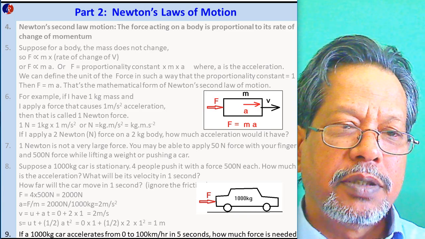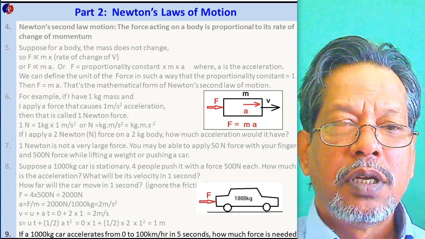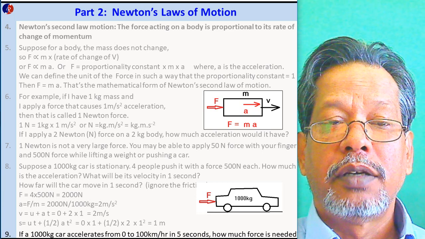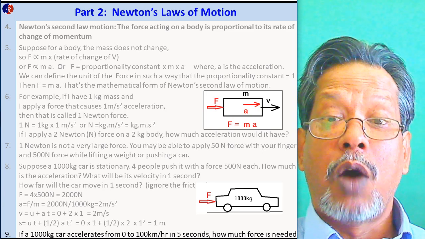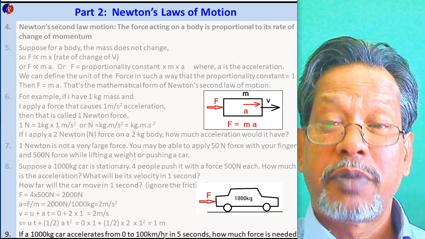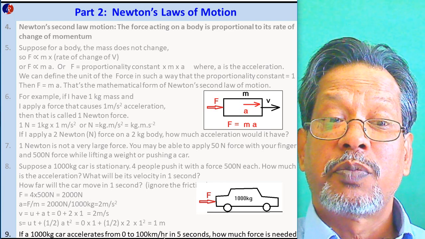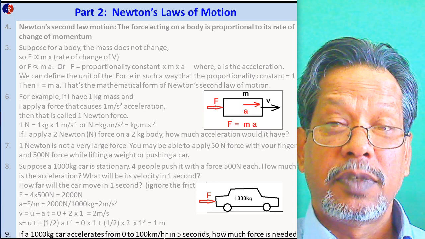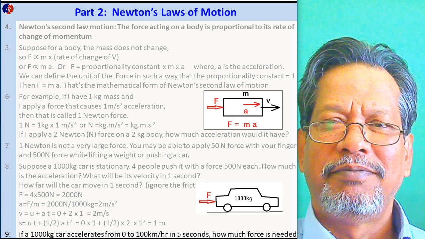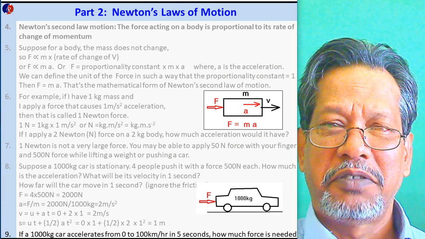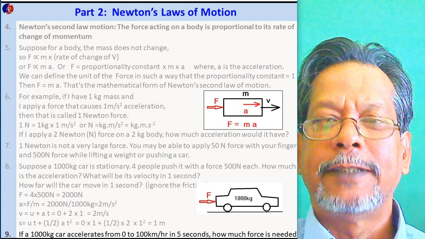So now I'll give a question. If a car, let's say a small sports car, 1,000-kilogram car accelerates from 0 to 100 kilometers per hour. Now here you tell them it's not meters per second. They have to convert kilometers per hour to meters per second to be consistent with units. Units are very important. In 5 seconds, pretty fast car, 5 seconds, 0 to 100 kilometers per hour. How much force is needed?